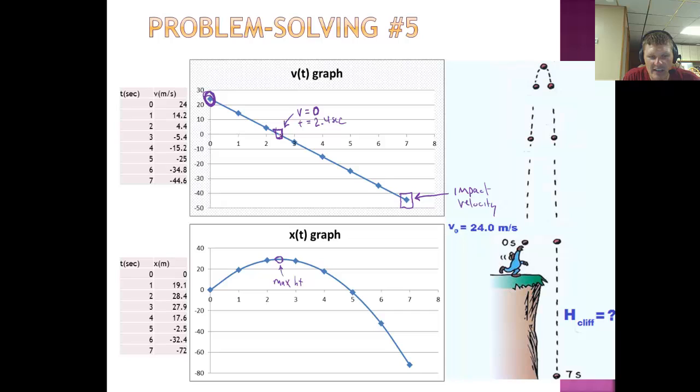If I draw a tangent line to the curve at t equals 2 seconds, notice that this line has a positive slope, but it's somewhat flat, meaning that I wouldn't expect the magnitude of the instantaneous velocity to be a very big number. Well, sure enough, if you look up at the velocity versus time graph at t equals 2 seconds, the magnitude of the velocity is not very high. It's about 4.4 meters per second.